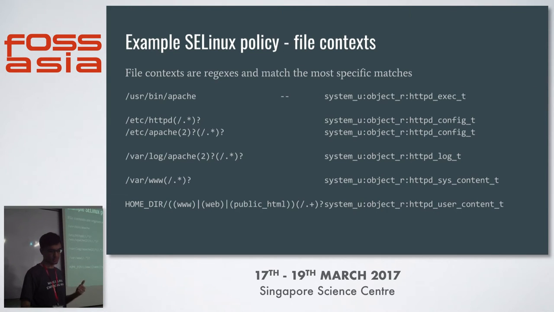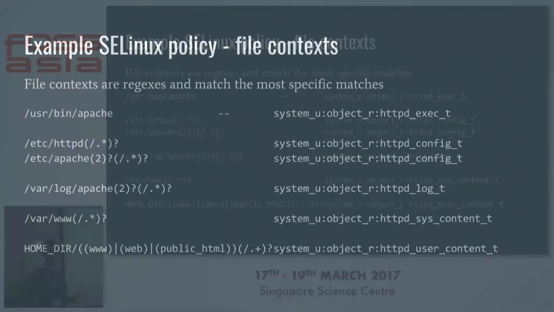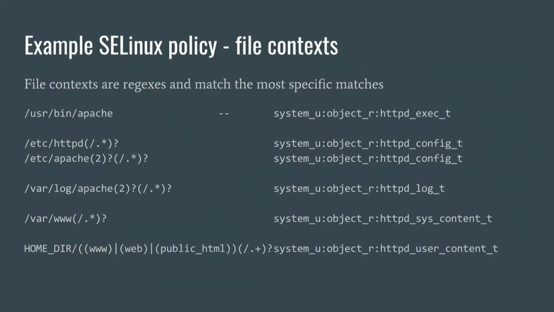And the last one is a really big regex, allowing people to put things in their home directory under public HTML, which is the standard, or web, or www, and they'll all get the same label. And the home dir at the beginning is special. When it goes through this, genhomedircon gets run automatically, which will take all these kind of entries and make new versions for every single user on your system.